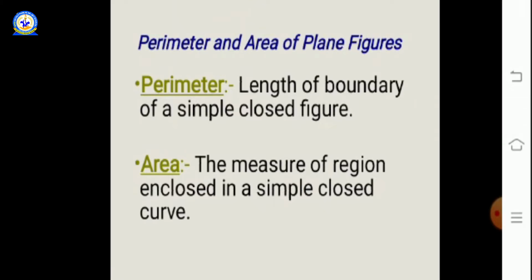First is perimeter. Length of a boundary of a simple closed figure is called perimeter. And how we will find out the perimeter of any figure? That is sum of all sides. Area: the measure of a region enclosed in a simple closed curve is called area. How much space that object occupied, through that we will find the area.